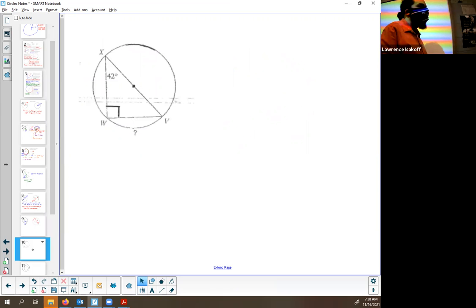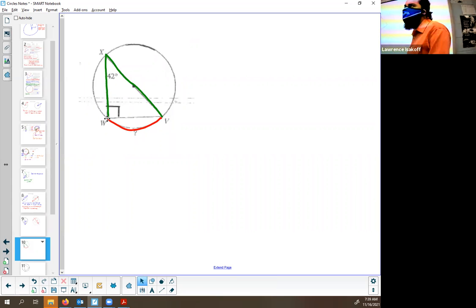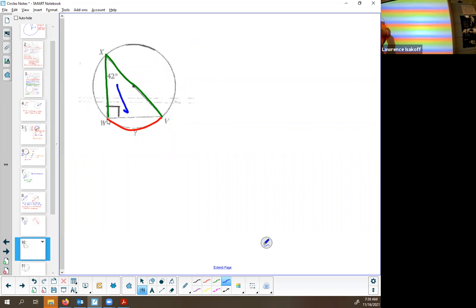This one's getting slightly more complicated, or at least so it looks. I want this arc right here. What I notice is I actually do have this angle, right? So since I had that angle, what should I be doing here? At the angle, I'm looking for this arc. Yep, 42 times 2. And that gives me 84.